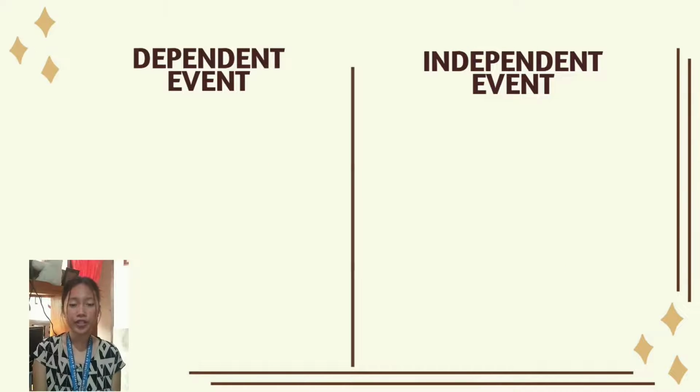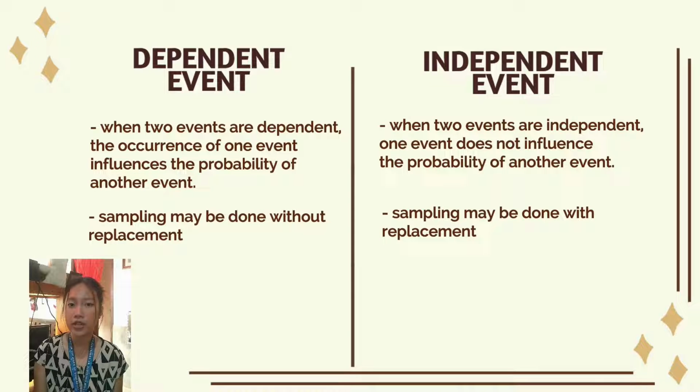Every time we hear the word independent, we all know that its opposite is dependent, so we have independent and dependent events. Let us have a quick differentiation between dependent and independent events to further understand what an independent event is. So, dependent event: when two events are dependent, the occurrence of one event influences the probability of another event. Here, sampling is done without replacement.